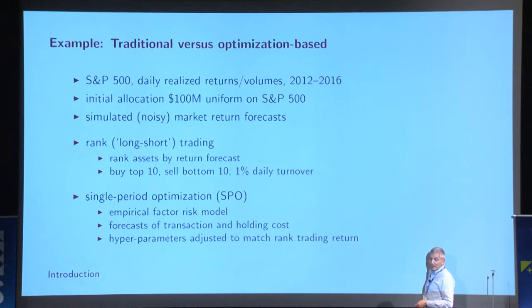And then you have hyperparameters. That's something I'll talk about. It's just like in machine learning or control, or for that matter anything else where you do something based on optimization. There are hyperparameters, and these are knobs that you turn to make the thing do what you want. So we'll adjust the hyperparameters to match the return.